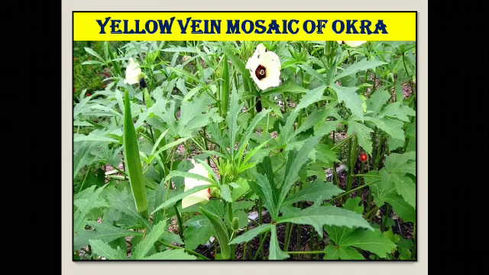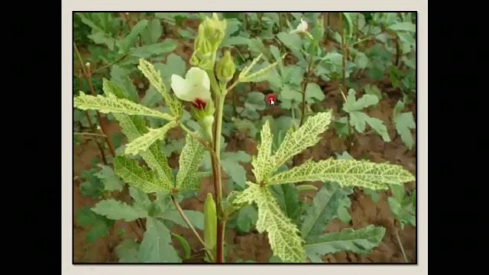Okay, so you see this healthy okra plot. These are healthy okra plants. Okay, so first of all, we see the symptoms of this virus seen on the okra crop. So you see these affected bhendi plants or okra plants.